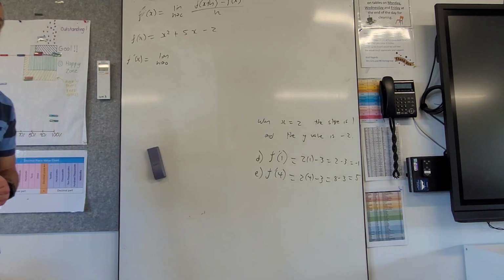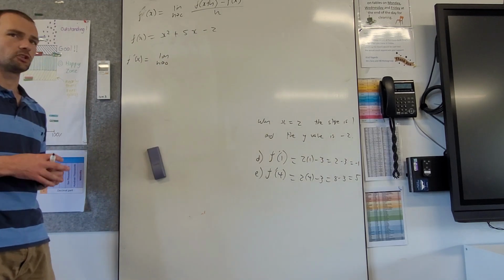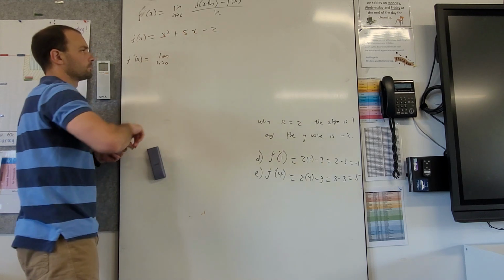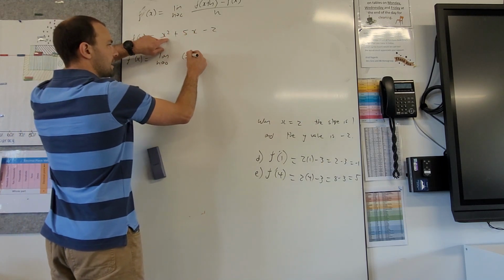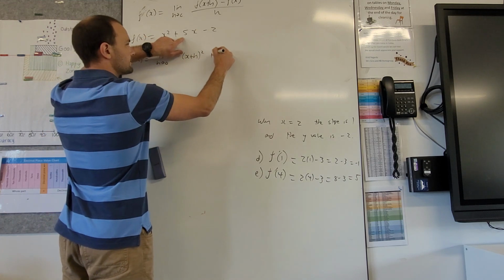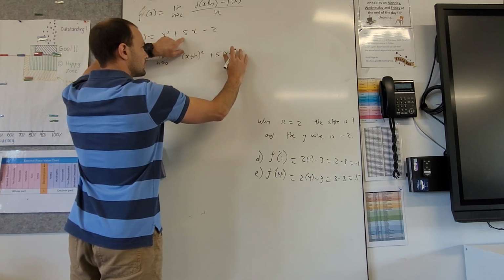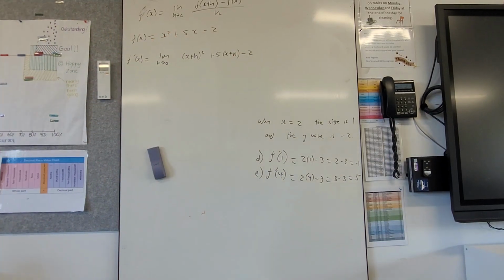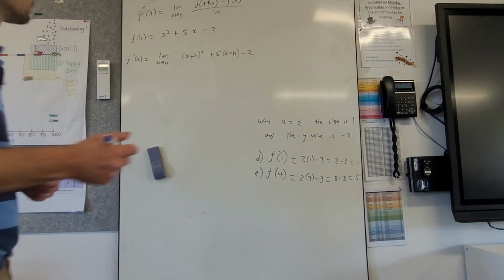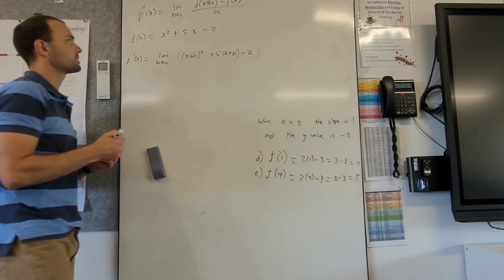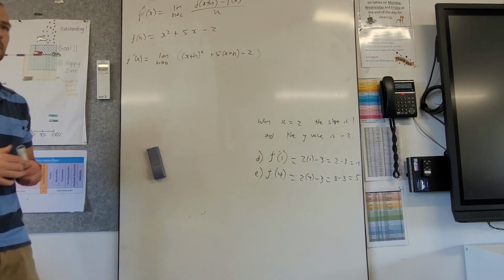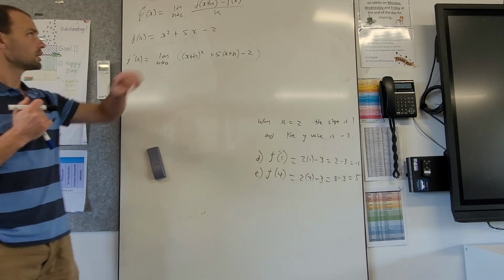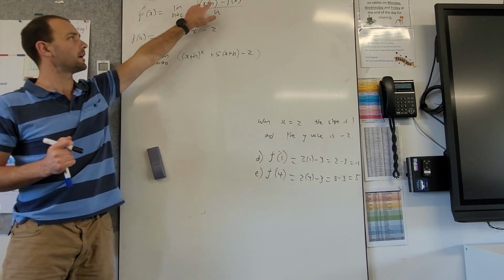Okay, the first part is f of x plus h. That's where we take x plus h and we put it everywhere there's an x. So we'll have x plus h squared plus 5 lots of x plus h, and then take away 2. So this whole component, I'll put it in blue. That's f of x plus h. That's the first part of the formula. Okay, just taking x plus h, putting it everywhere there's an x.